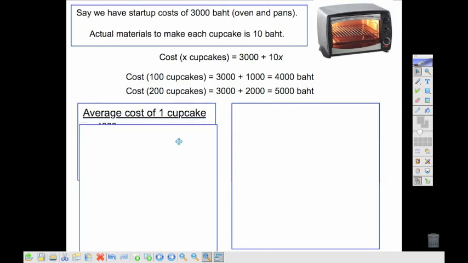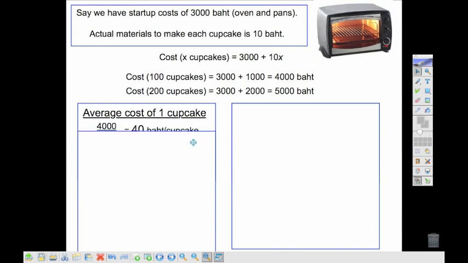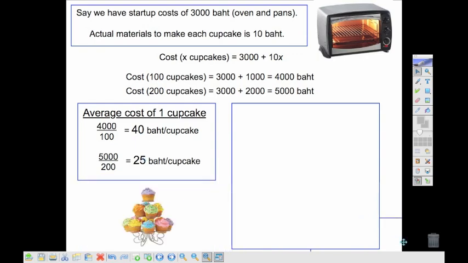Now, if we think about average cost, then the average cost of making one cupcake is going to depend on how much we make because of the high startup costs. So if we start with our 100 cupcakes, the average cost of making 100 cupcakes would be about 40 baht per cupcake. If we increase our production to 200 cupcakes though, that's going to decrease our average cost dramatically from 40 to 25 baht per cupcake. And so we're at an advantage of making a lot more cupcakes because that will bring our overall cost down.